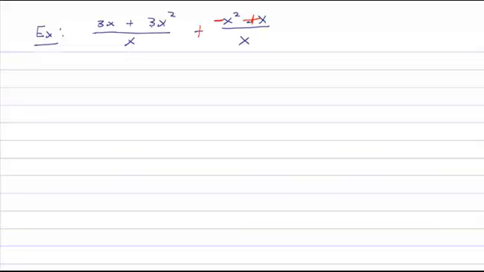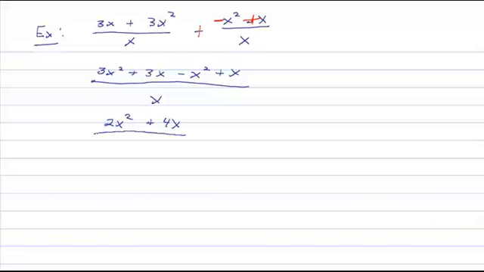Okay, so in the first numerator, I'm going to reorder those because I really don't like that. We have 3x squared plus 3x. In the second numerator, we have minus x squared plus x, all over x. Combining like terms, 3x squared minus x squared gives us 2x squared. And then 3x plus x gives us 4x over x. And now we're ready to simplify.